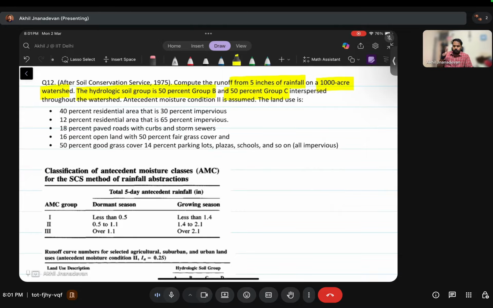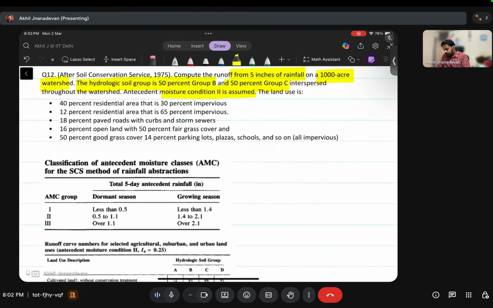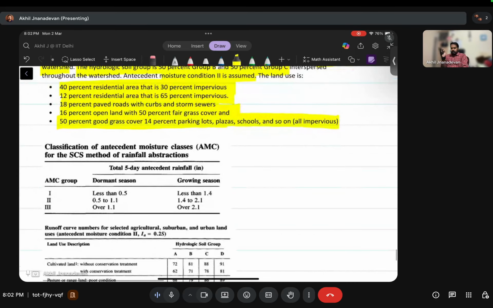So the AMC category is 2 and for the land use, it has 40% residential area with 30% imperviousness, 12% residential area with 65% imperviousness, 18% paved road with curbs and storm sewers, 16% open land with 50% fair grass cover and 50% good grass cover, and 14% parking lots and schools. All are impervious. So this will be like a practical problem that will be given to you, having all the characteristics of the catchment.